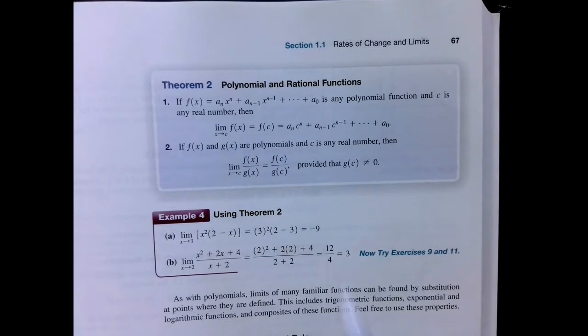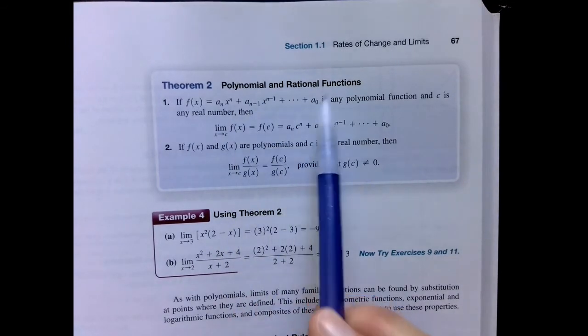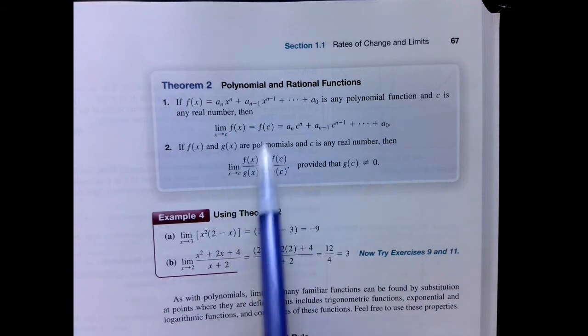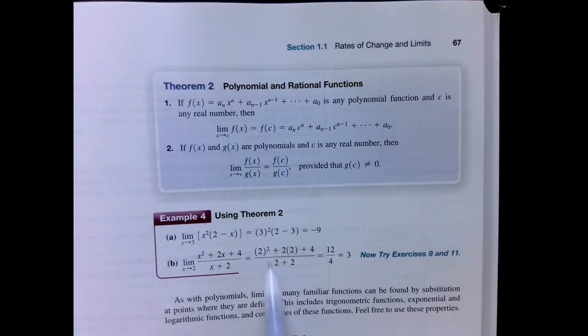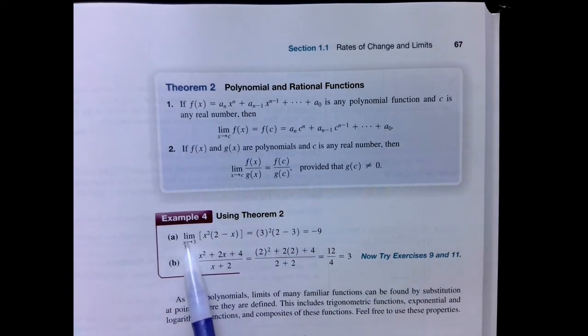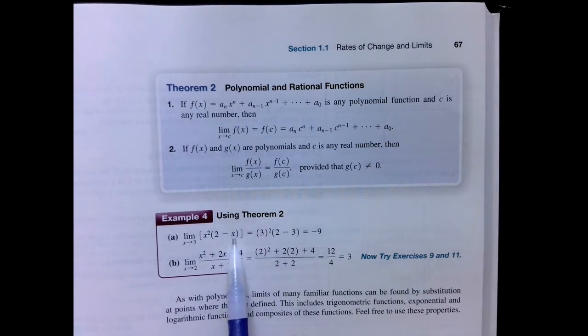So, if you know your function is a polynomial or is rational, you can find the limit by direct substitution. So, here's how that works. Look at this example right here. What is the limit as x approaches 3 of x squared times the quantity 2 minus x? Now, we can't use technology, so we can't graph it and look at the picture and figure out what it is approaching when x approaches 3.